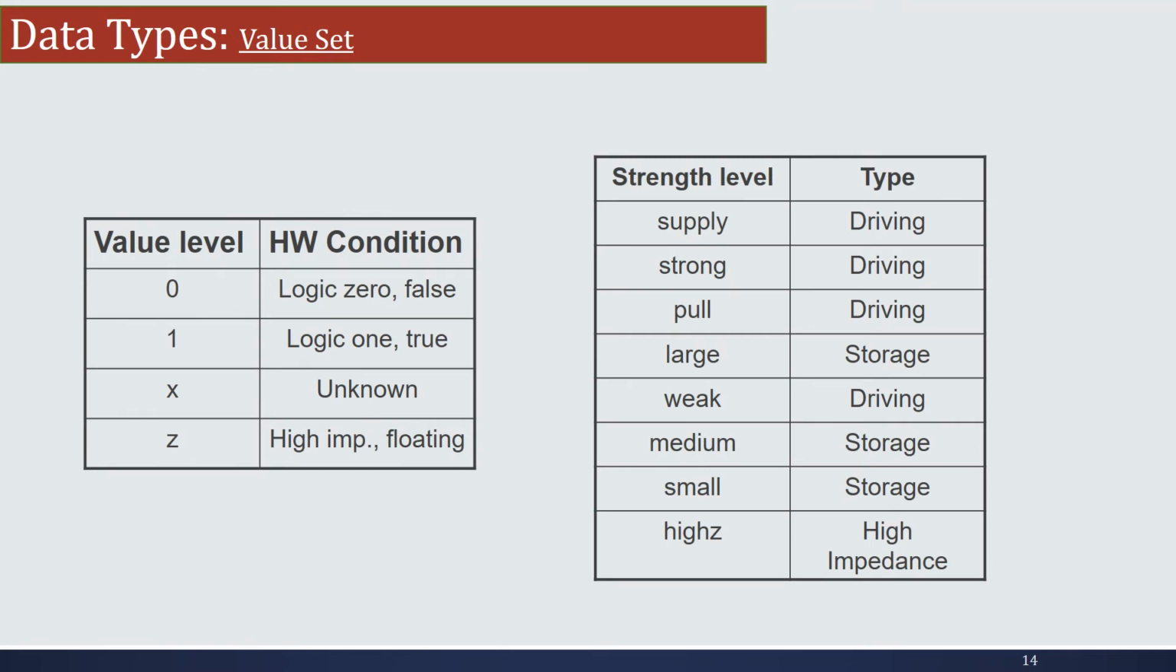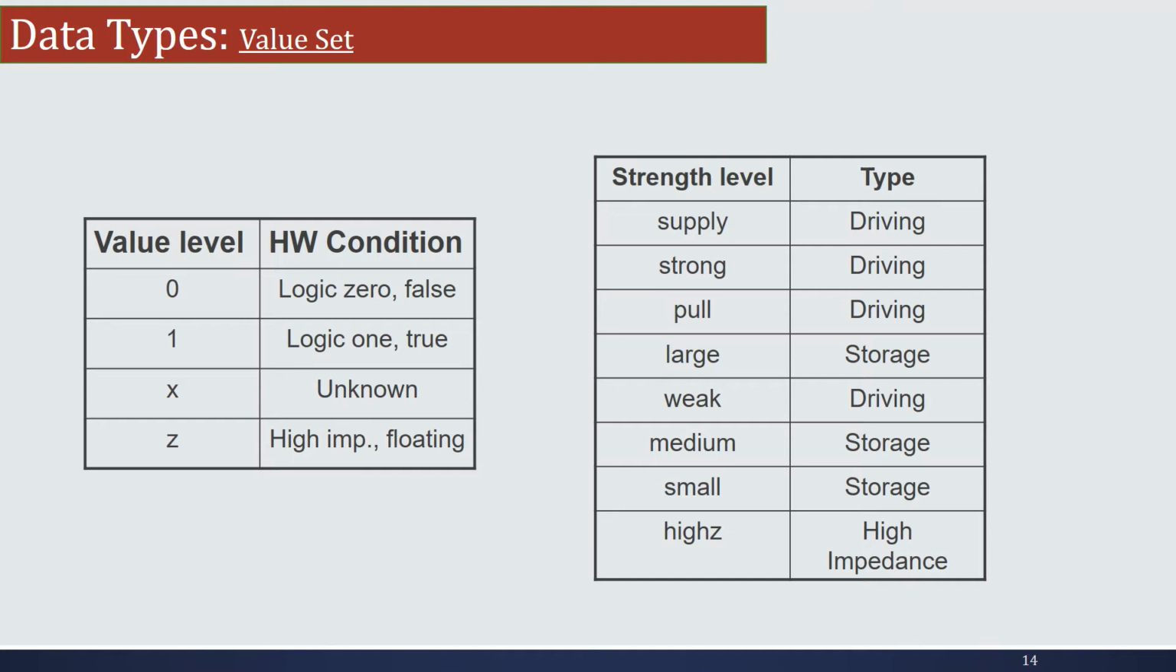Here more details are given for the value set. The value levels can be either 0, 1, X or Z. 0 is logic 0, 1 is logic 1, X is unknown, and Z is high impedance or floating condition. So in order, these are the characteristics of a digital circuit, and to represent these characteristics, these value levels are used.